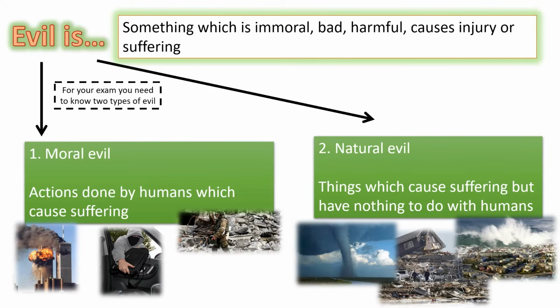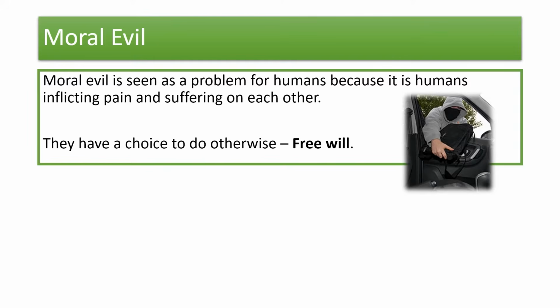Now, both of these two, although they are types of evil, they've both got different impacts or different implications for both humans and God. And we're going to start with moral evil. So moral evil, it's seen as a problem for humans because it is humans inflicting pain on each other. And the problem is that humans have got free will. They've got a choice. They can act in a good way or a bad way. When they choose to act in a bad way, they therefore inflict this pain and this suffering, this harm on others. So some people feel moral evil is a huge problem for humans because it's something they could easily change, but they don't want to for whatever reason.